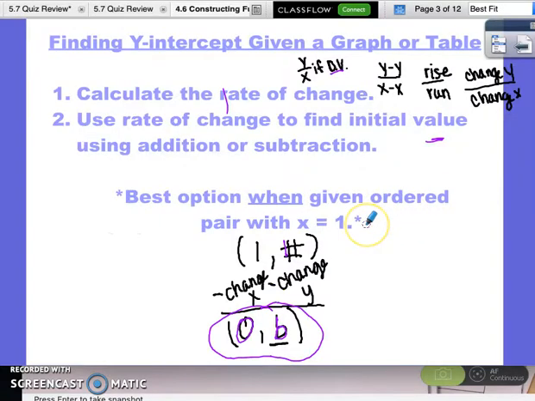Okay, so finding the y-intercepts given a table or a graph. Step by step, we're just going to follow these. First, you're going to calculate the rate of change. Use the rate of change to find the initial value using addition or subtraction.